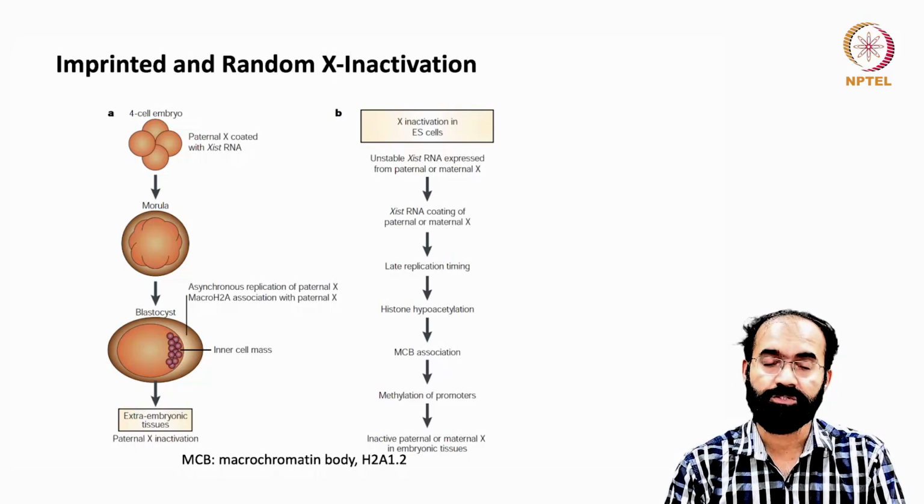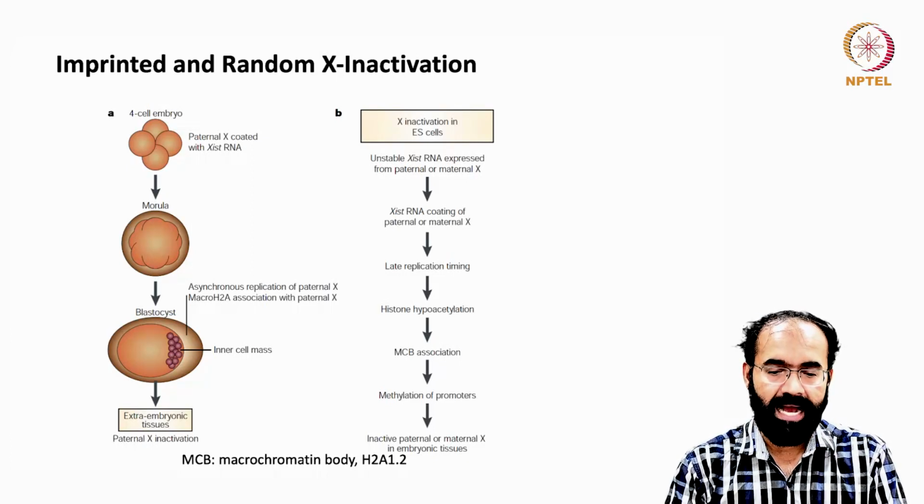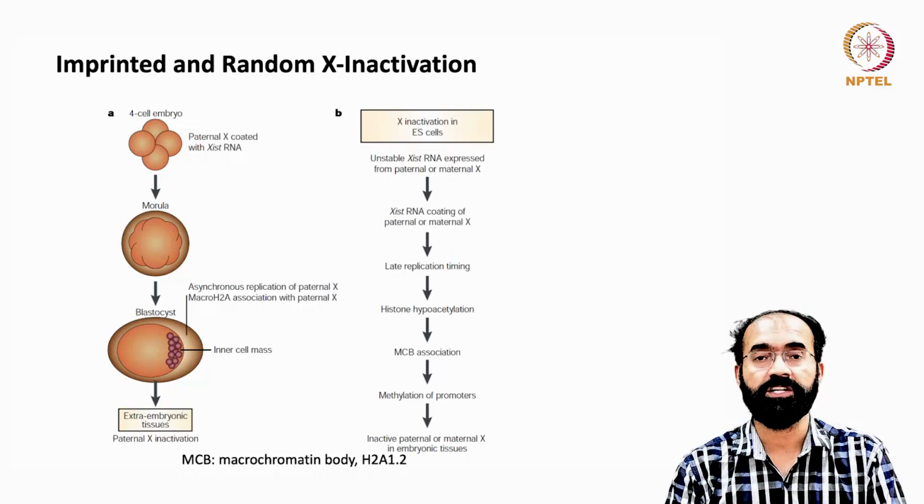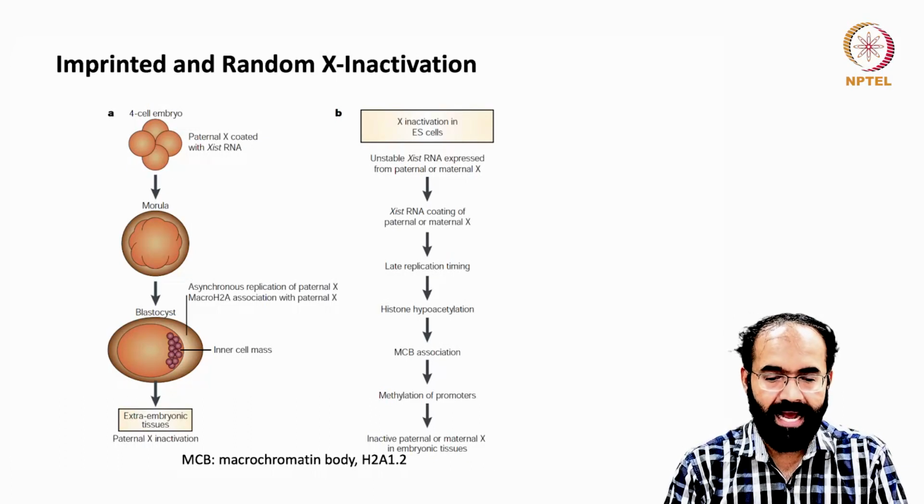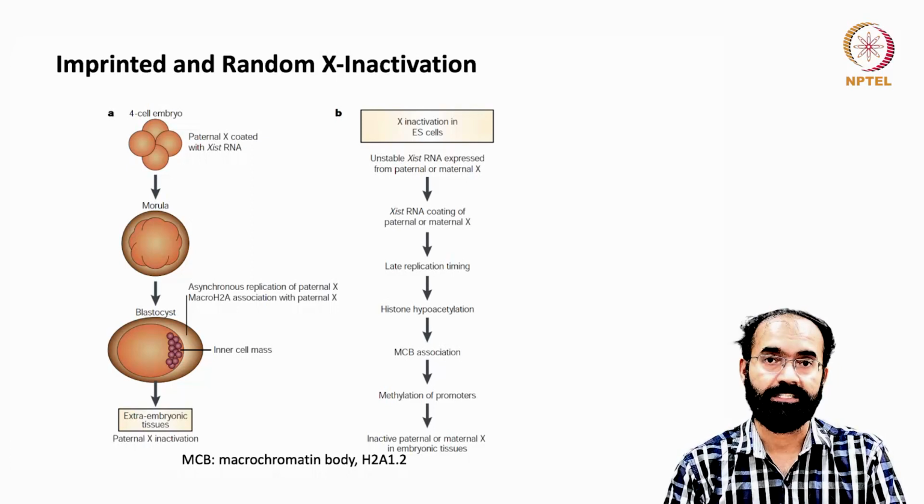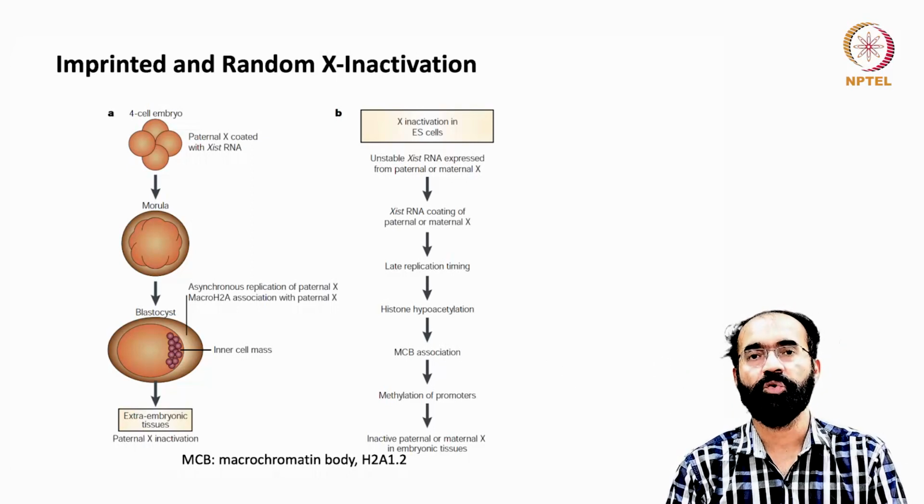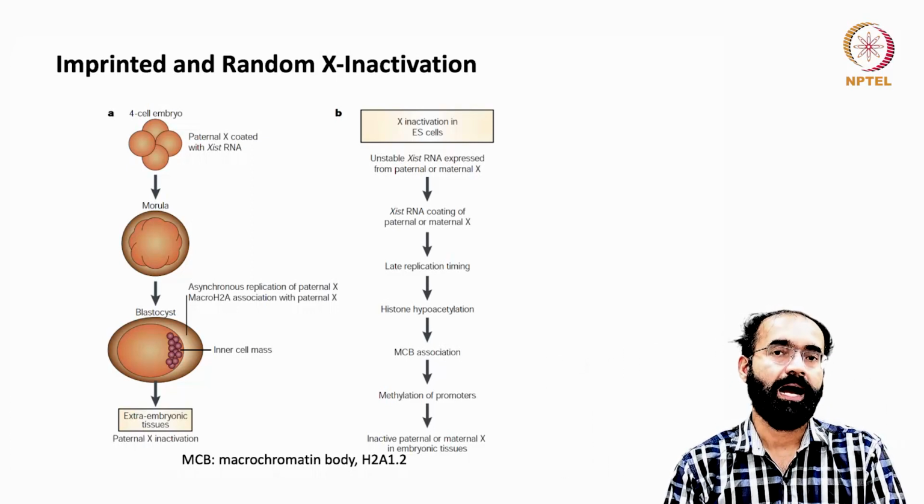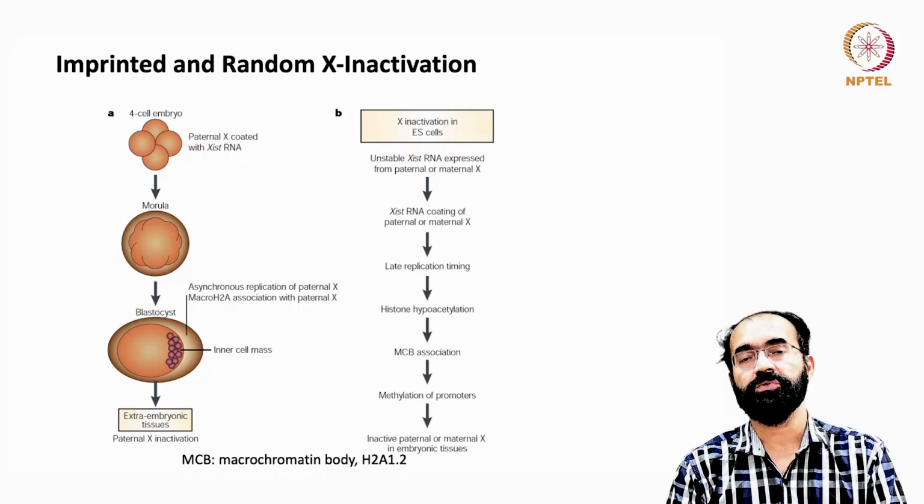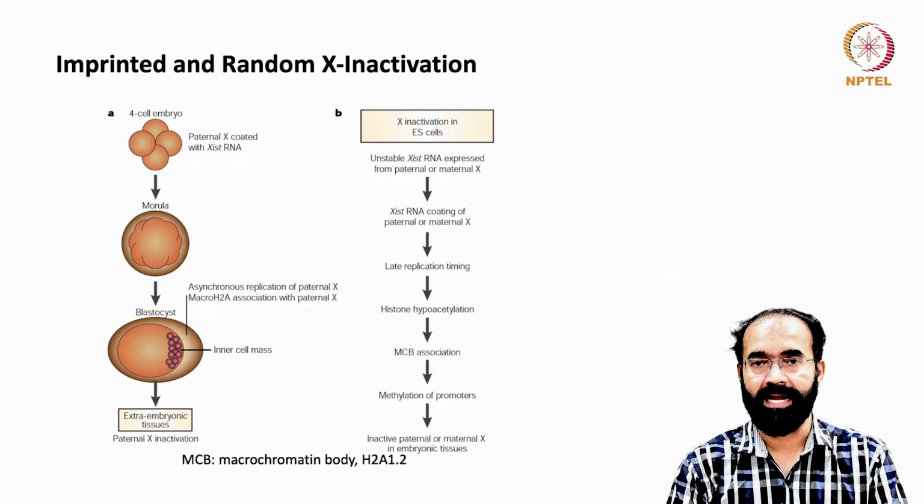and the macroH2A chromatin association, and the methylation of various promoters or genes present on the X chromosome takes place, and inactivation of the paternal or maternal X in the embryonic tissues takes place. Meaning in embryonic stem cells it can inactivate either the paternal or maternal X chromosome in a uniform manner, whereas in an organism it is constantly maintained up to the extra embryonic tissue that the paternal copy is made inactive.